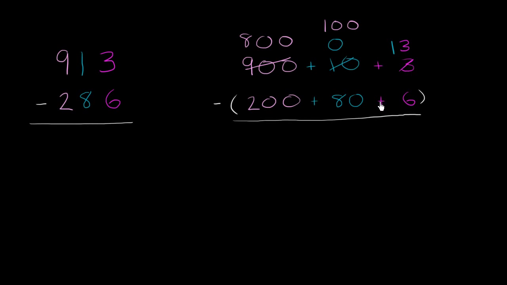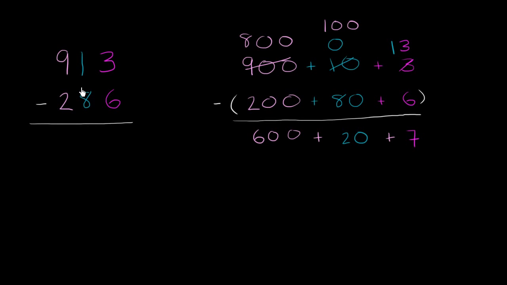You might say, wait, isn't there a positive sign here? But we have this negative out here. So we're subtracting 6 from 13, we're subtracting 80 from 100, subtracting 200 from 800. So let's do it. 13 minus 6 is 7. 100 minus 80 is 20. 800 minus 200 is 600. So we're left with 600 plus 20 plus 7, which is 627.